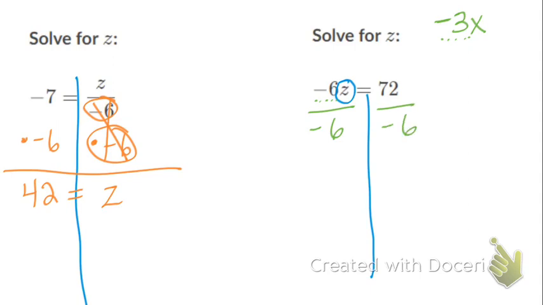So the opposite of multiplying is dividing, but the number that you are dividing by stays as negative 6, because negative 6 divided by negative 6 cancels out. And then on the right side, what do you have? Yeah, it's negative 12.